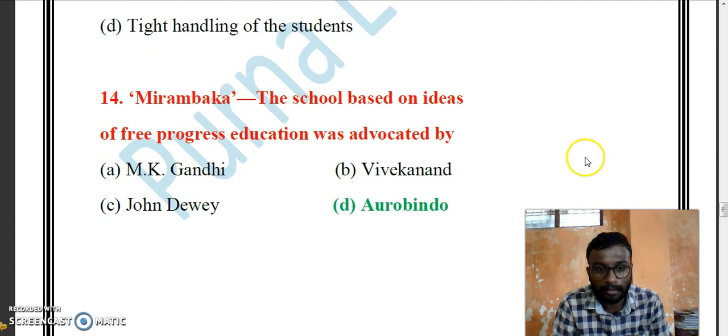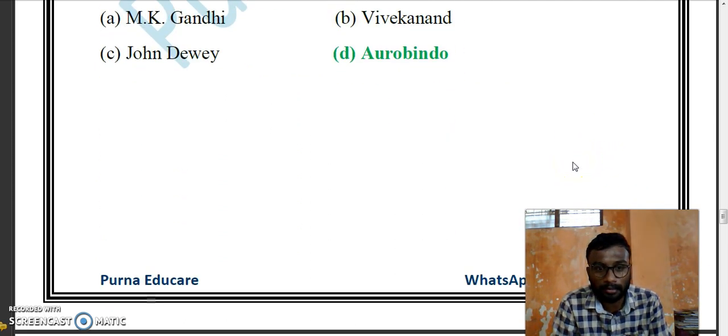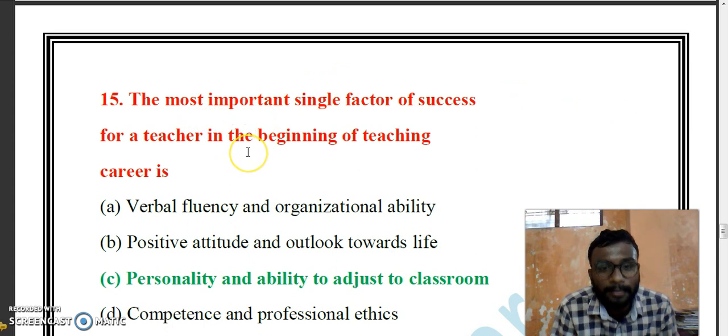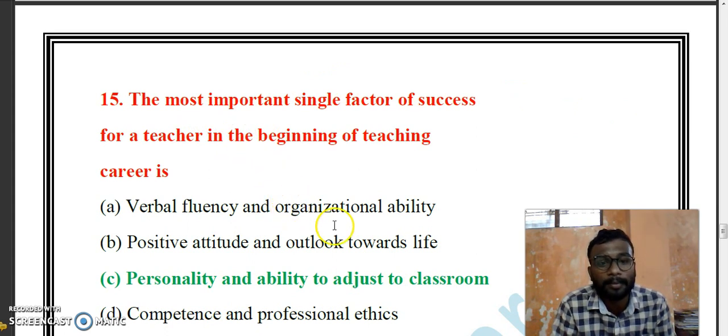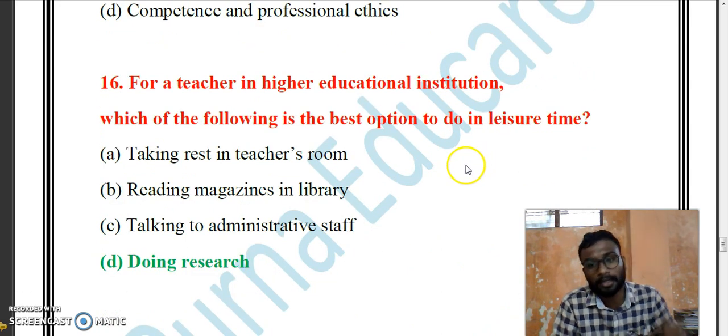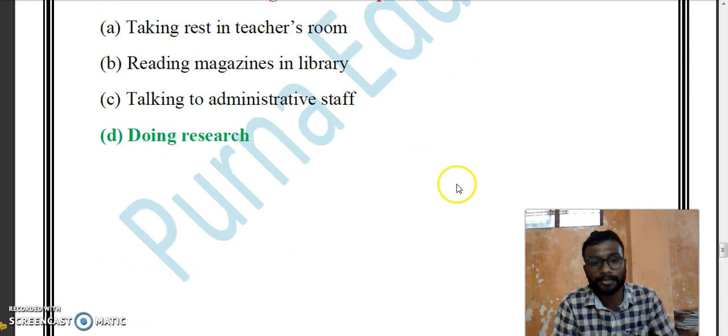Right? The next question, the last question, it could be how the most important single factors of success for a teacher in the beginning of the teaching career is verbal fluency, personality, ability to adjust the classroom. Personality and ability to adjust the classroom is a very important thing. Like we have for a teacher in higher education institutions, doing research in the leisure time, whenever a teacher finds, she should be doing research in order to increase the knowledge.